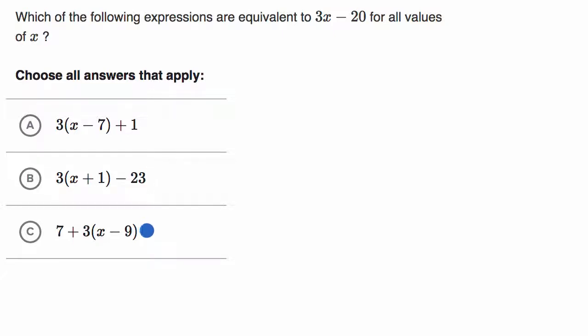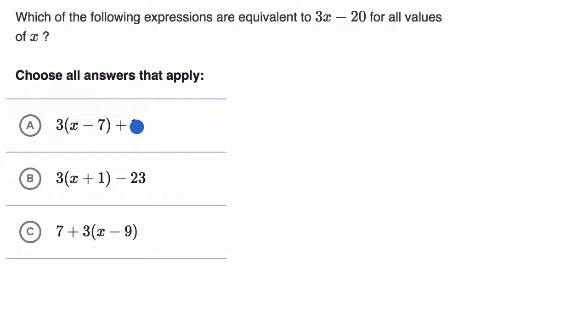Now the way that I would approach this is I would try to manipulate these expressions and see if I can make them equivalent to this expression. Another way that you could do it that might involve a little bit less algebra is to just try out values for x and see what 3x minus 20 would be equal to and try out these values. Now, that might be a little bit more spotty, depends on what values you pick. So let me do it the first way, and then we can do it the second way if you're interested.